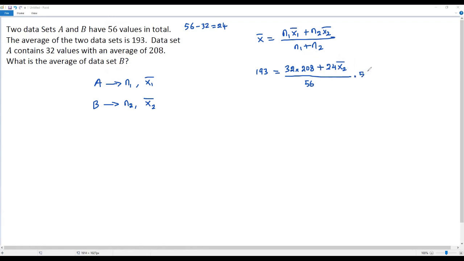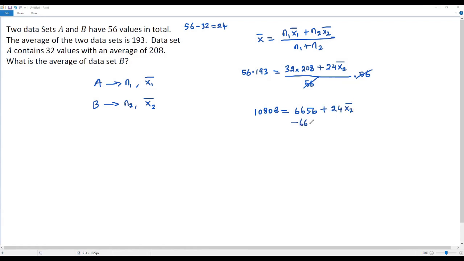Let me multiply both sides of this equation by 56. Then this 56 will cancel out. When I multiply this 56 and 193, I am getting 10,808 equals, when I multiply this 32 and 208, I am getting 6,656 plus 24 times x2 bar.